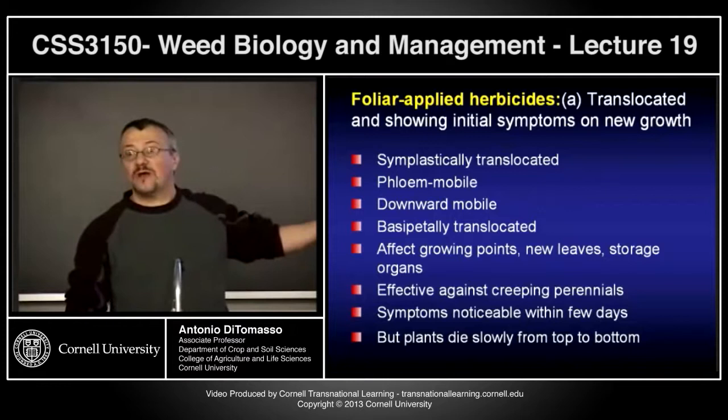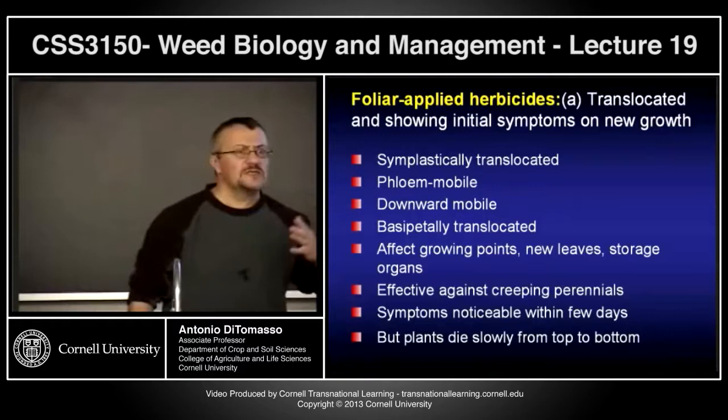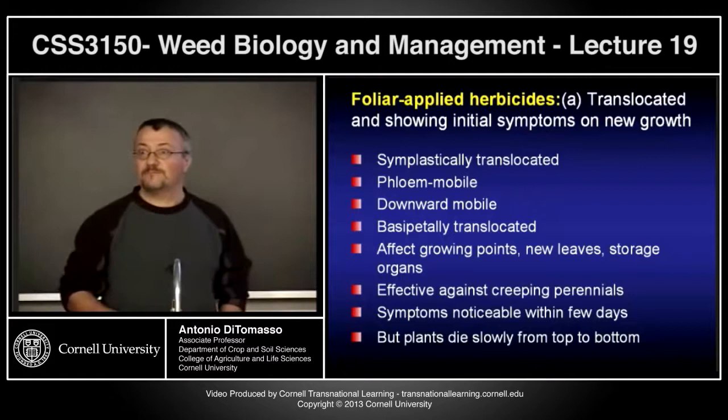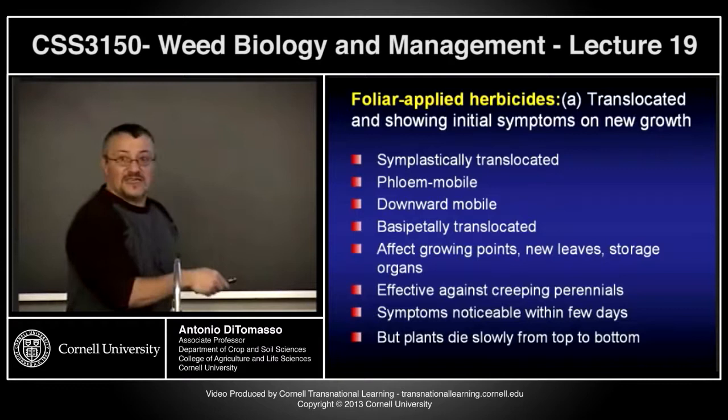I probably would say basipetal and acropetal, and you would have to say, what's the difference between the two? Well, one's transported in the phloem. The other is indicating transport in the xylem. This group of herbicides, keep in mind 2,4-D, Roundup, affect growing points, new leaf, storage organs. Effective against creeping perennials.